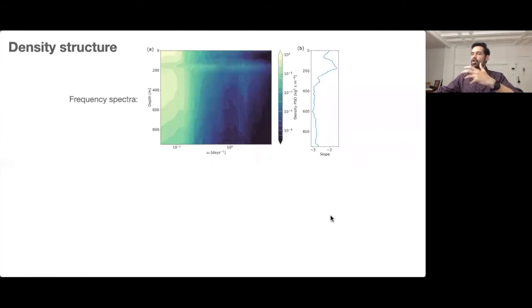Now let's look at a more comprehensive picture of what density structure looks like. So here we are plotting the spectra at multiple depths simultaneously and displaying them as a contour plot. Also, we plot the slope of the power law that we obtain by fitting over the range of frequencies between a day and 10 days. Now some patterns start to emerge.